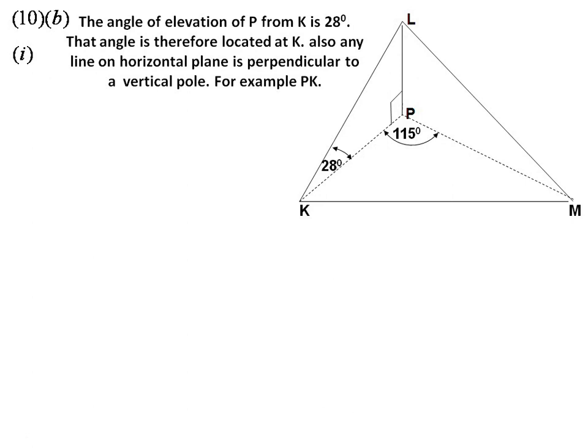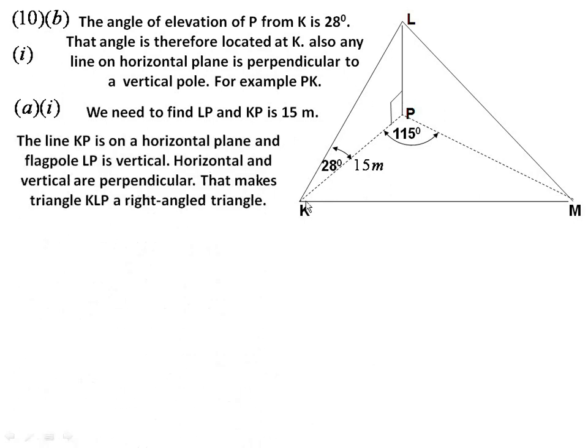And let us include also that 28 degrees angle. We need to find LP, and KP is 15 meters. Put in that 15 meters. We need to find LP or PL. This one we need to find, and this is 15 meters, and this is a right angle triangle. The line KP is on a horizontal plane and the flagpole LP is vertical. Horizontal and vertical are perpendicular. That makes triangle KLP a right-angled triangle.